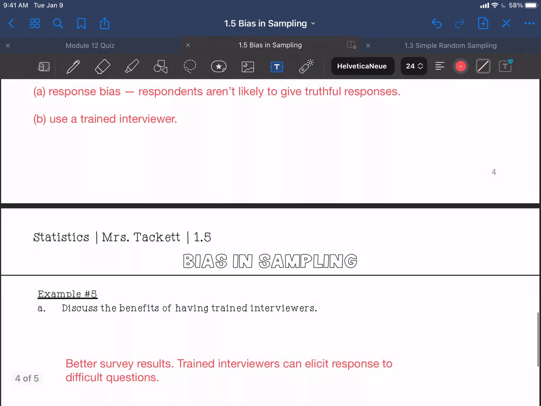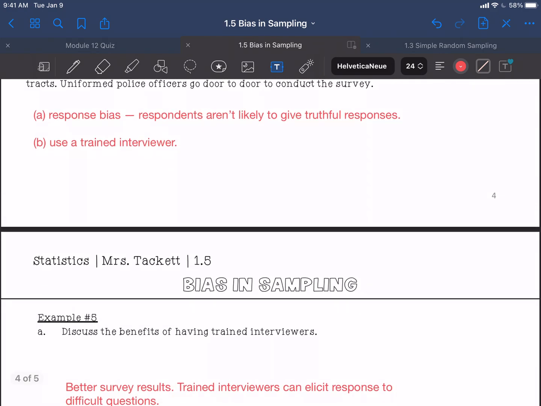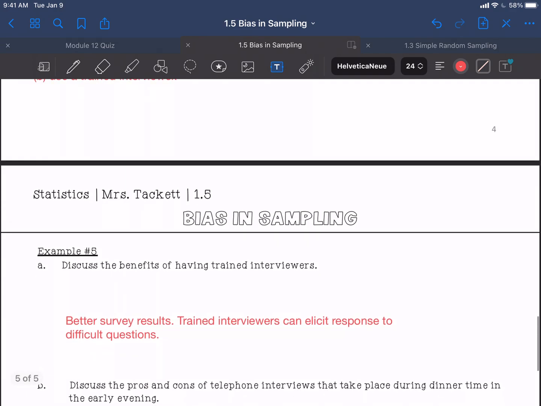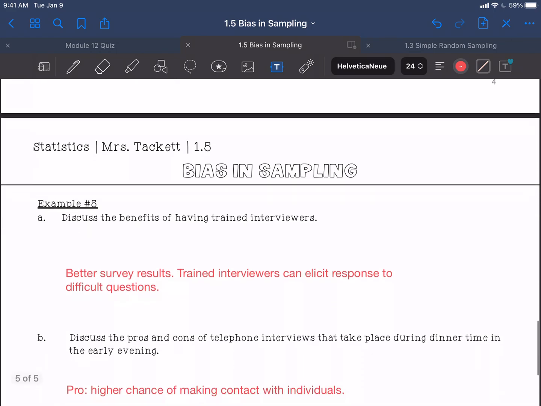All right. And last example here. Discuss the benefits of having trained interviewers. I feel like we've talked about that a few times here. You're going to get better survey results. They can elicit responses to difficult questions, so they can help people understand what the difficult questions are asking and to answer truthfully and correctly, or to answer what the question is asking.